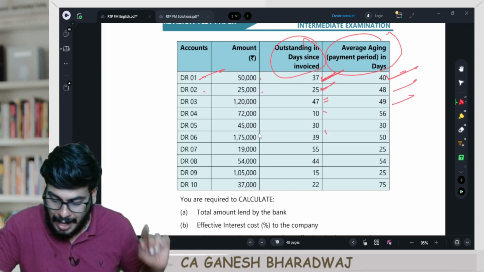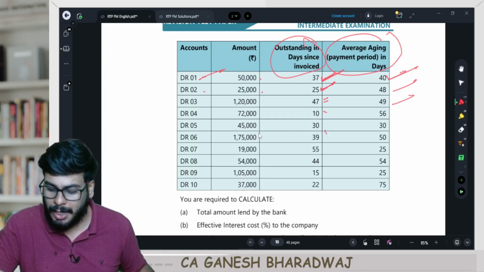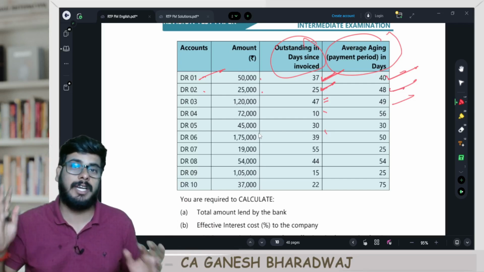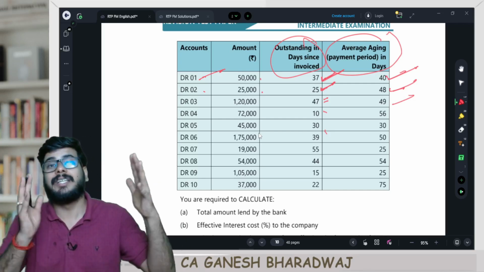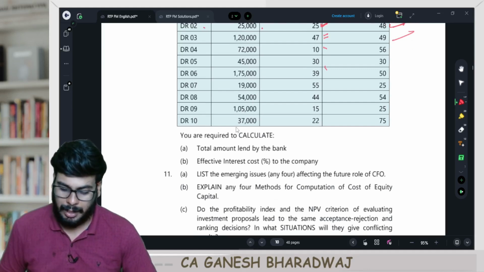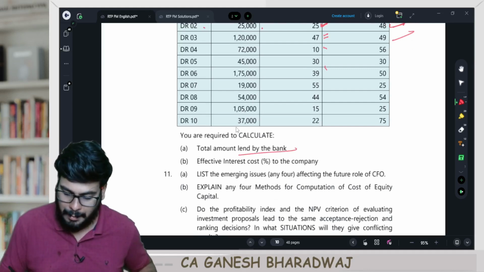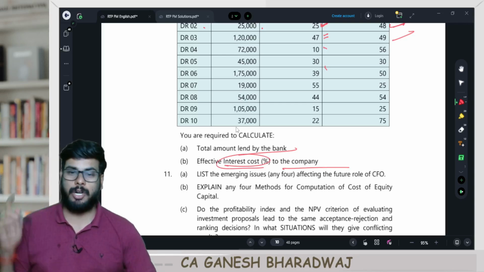For debtor 2, this particular sale that I've made has been outstanding for the last 25 days. But on an average, this debtor takes how much? 48 days. This is the meaning of this. You clear with this, right? So then what is that 40 days? That 40 days is the policy of the company. You clear with this? Fine. Now you are required to calculate A, the total amount lent by the bank, and B, the effective interest cost to the company. This is what you need to calculate.